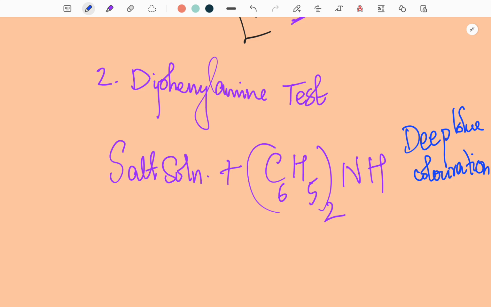Now, if you are just seeing that the solution in the test tube turns blue or turns any color, then that is known as coloration. So when I say deep blue coloration, you will not find any precipitate being formed, but you will notice that the solution, that is the salt solution, will turn deep blue in color if it has nitrate ion in it. And you will also notice the sides of the test tube will turn dark blue, and actually it is quite hard to remove the deep blue coloration.